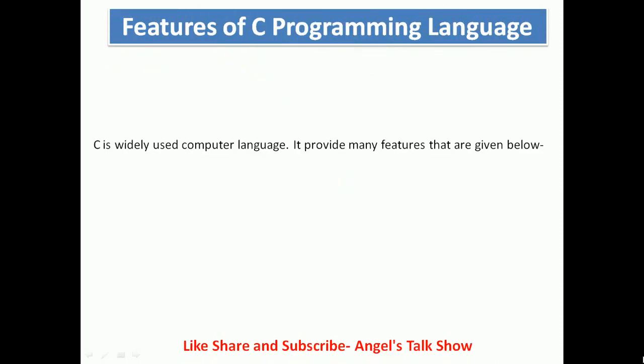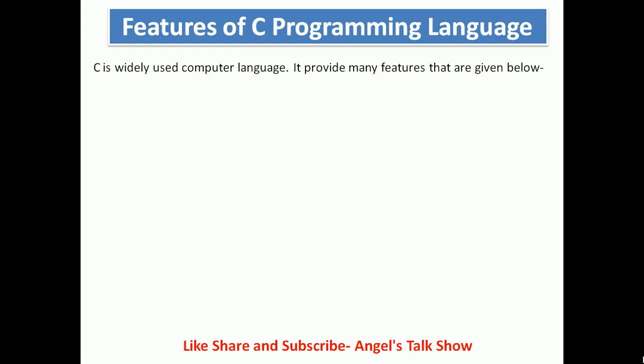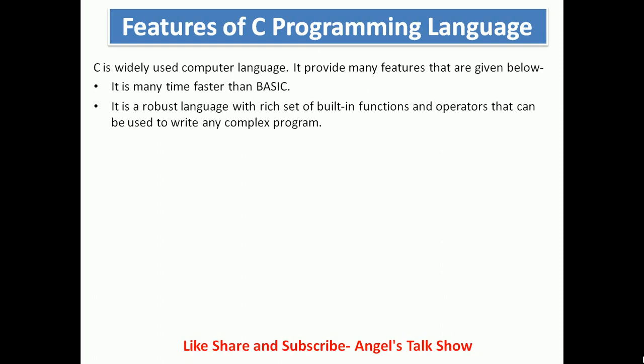Now in this slide we will discuss the features of C programming language. Friends, C is a widely used computer language. It provides many features that are given below. Number one, it is much faster than BASIC language. C programming language is known as a robust language which has a rich set of built-in functions and operators that can be used to write any complex programs.